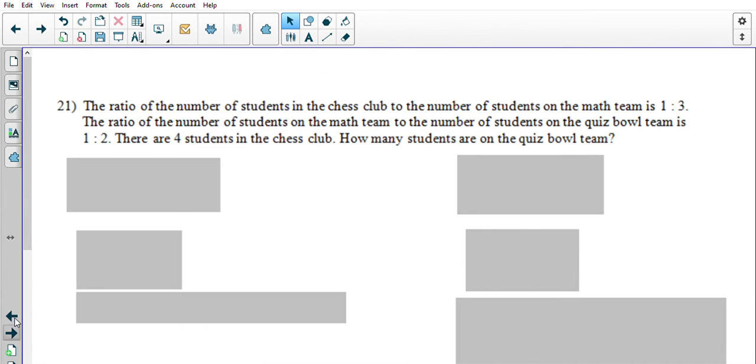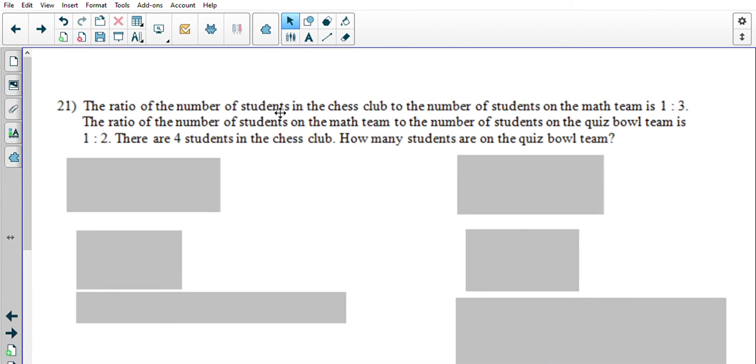All right, let's take a look at number 21. So number 21 is a little bit of a higher level question, but I like it. It says the ratio of the number of students in the chess club to the number of students on the math team is 1 to 3. The ratio of the number of students on the math team to the number of students on the Quiz Bowl team is 1 to 2. We know that there are 4 students in the chess club. How many students are on the Quiz Bowl team?